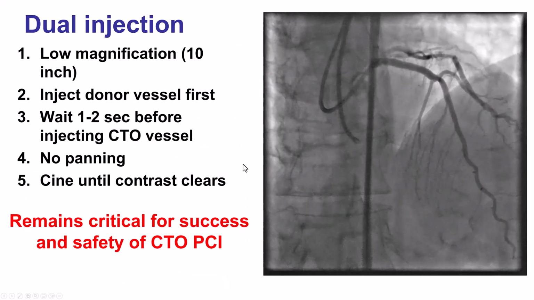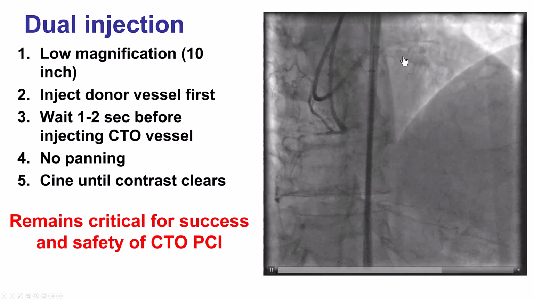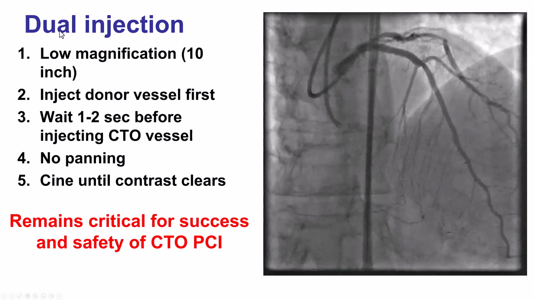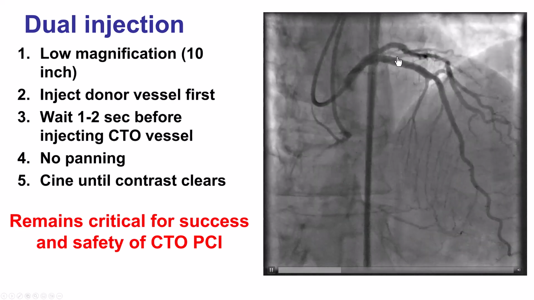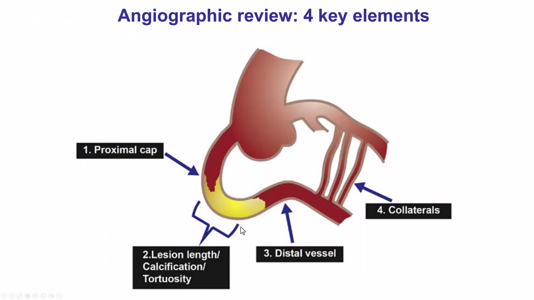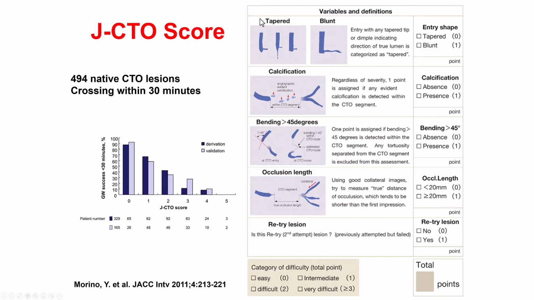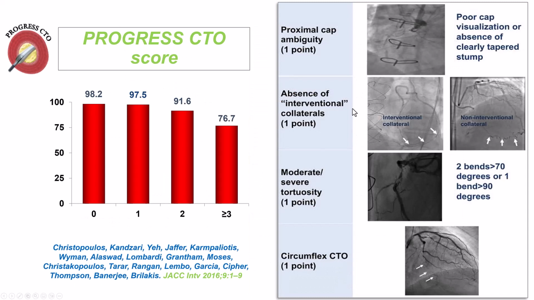In terms of lesion complexity, lesion complexity can be assessed using the dual injection, which is standard for pretty much every CTO PCI unless there are absolutely no contralateral collaterals. And then we look at the clinical characteristics of the lesion. We look at the proximal cap, the lesion length, the distal vessel quality, and the presence of collaterals. We can actually use specific scores such as the J-CTO score or the PROGRESS CTO score to determine the difficulty of the lesion and the likelihood of success. But even in the most complex lesions, such as those with a PROGRESS CTO score of 3, about 80% success can be achieved.